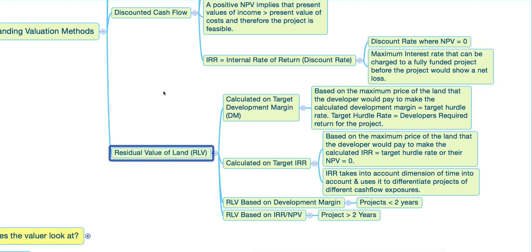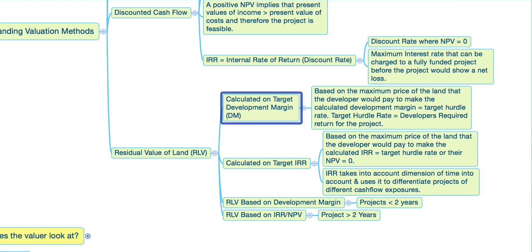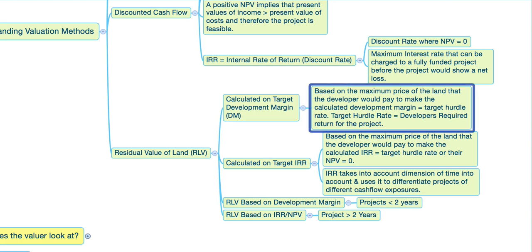So let's look at residual land value, different ways of calculating RLV. Calculated on target development margin, and that's what we've done in the financial feasibility template or the application that you've got with the course, based on the maximum price of the land that the developer would pay to make the calculated development margin, which is also equal to the target hurdle rate. Target hurdle rate is equal to the developer's required return for the project.